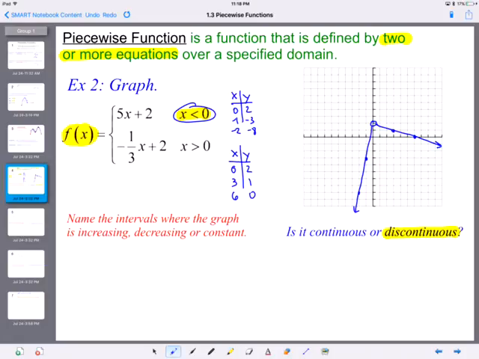And then let's go back and name the intervals where the graph is increasing, decreasing, or constant. Well, I'm working from left to right. This graph is going up. It's increasing from negative infinity up until, what's the x value? The x value was at 0. Then at x equals 0, the y value starts going down, so it's decreasing on the interval from 0 to infinity. And so that's a piecewise function. Once again, talking about increasing, decreasing, constant, and also whether it is continuous or discontinuous.